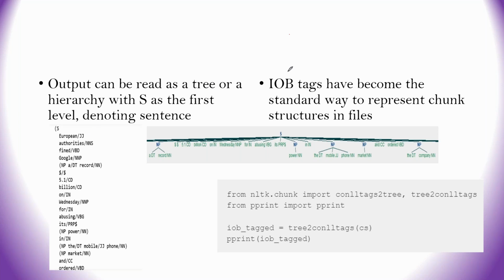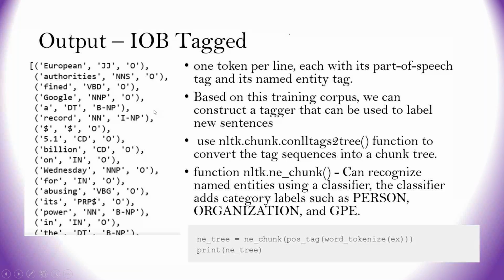The IOB tags are a standard way to represent chunk structures in files. So IOB tagging is used, which comes from the NLTK package. If we look at the next thing, European is an adjective and authorities, and each individual one is represented like this.